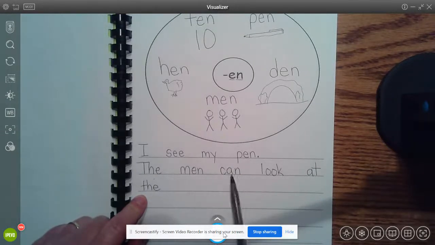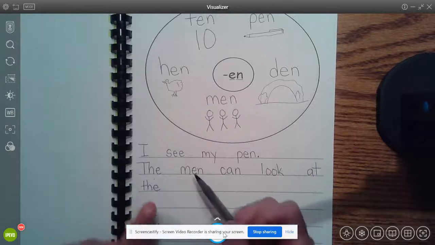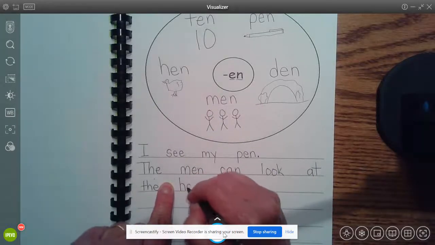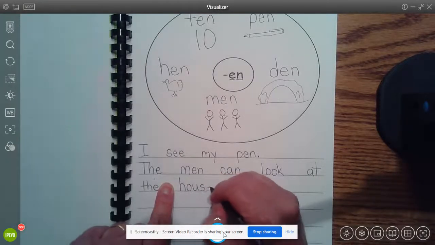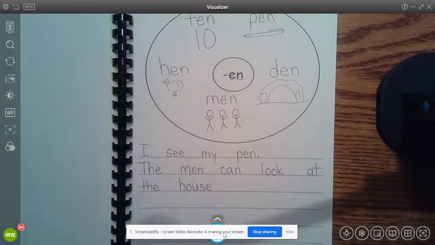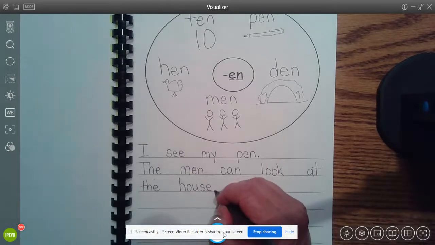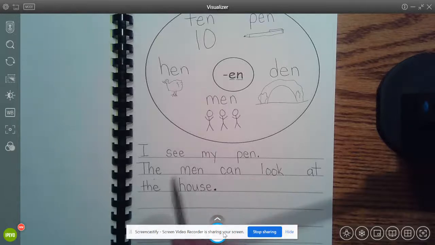The men can look at the, how about if we say house? Maybe those men are going to work on painting the house, or maybe they're going to fix the house, but they're going to look at that house. Maybe they're going to buy the house. Maybe they're selling the house. I don't know. Go ahead and put an end mark, though. I think that's a great sentence. The men can look at the house. Nice job.